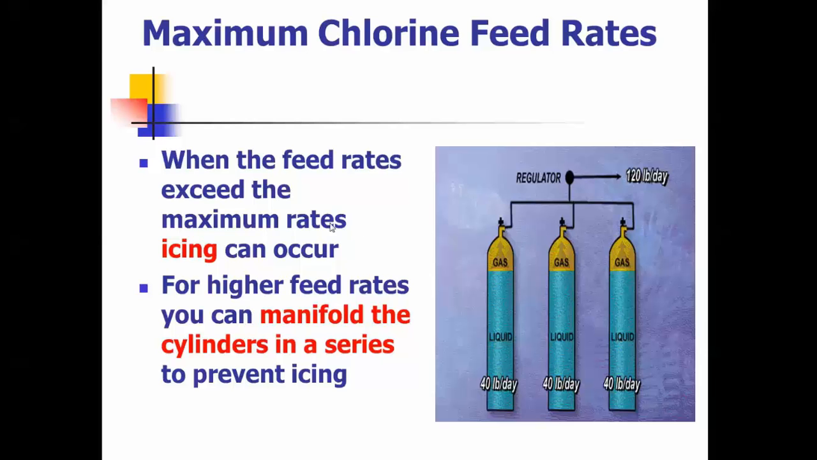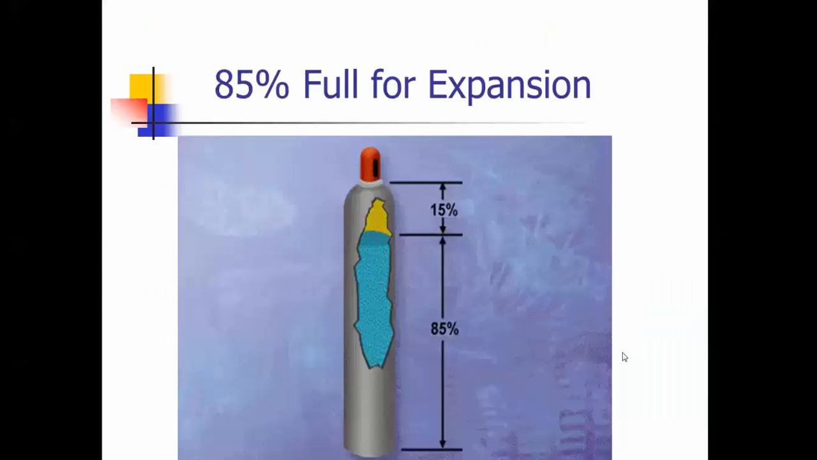When the feed rates exceed the maximum, icing can occur, and I've seen that happen where we had developed a block of ice around one of those because the feed rate was too high. For higher feed rates, you can manifold them. For example, 150-pound cylinders, 40 pounds per day, but you can manifold them and you can feed 120 pounds per day, 40 out of each cylinder.